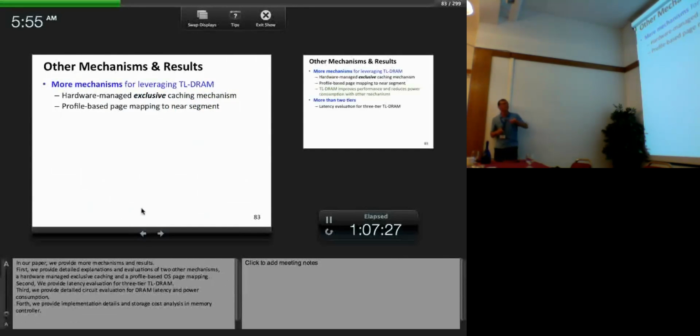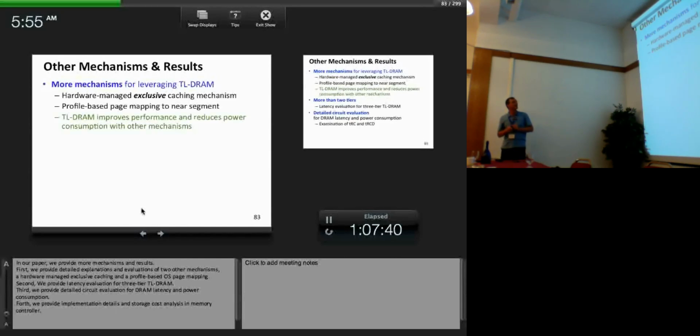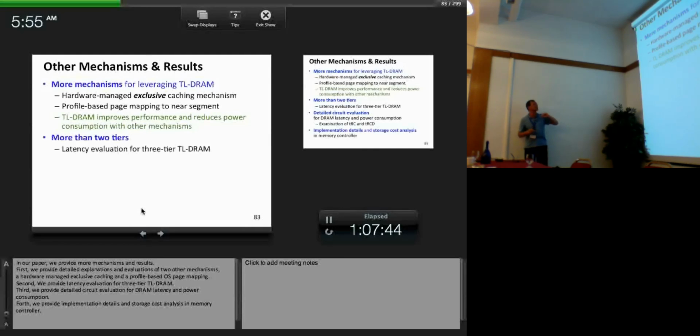Okay. There are a bunch of other mechanisms for leveraging TL-DRAM that I didn't cover. You could actually have a hardware-managed exclusive caching mechanism that doesn't lose capacity, and I think this is a good idea. And maybe you can develop some other mechanisms as well. As I said, system software-based mechanisms perhaps are even more interesting.